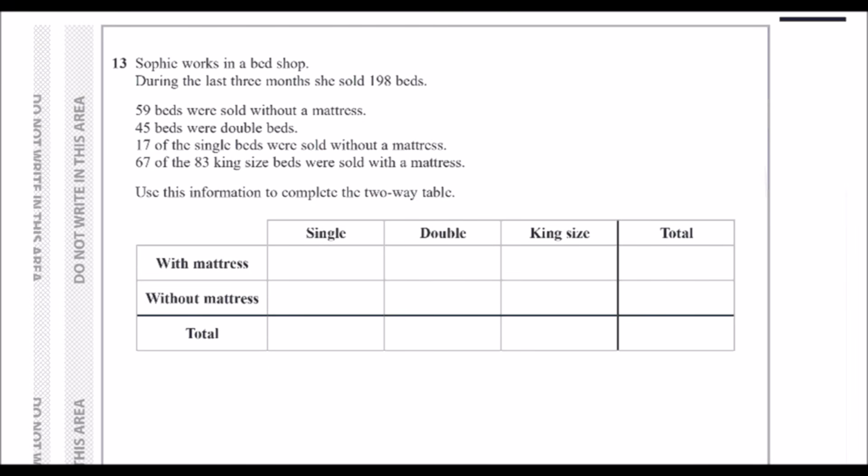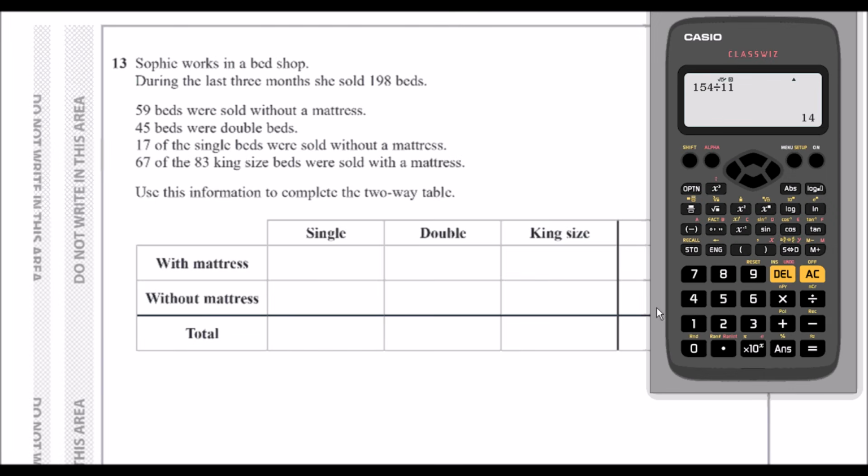Question 13. Sophie works in a bed shop. During the last 3 months, she has sold 198 beds. So we're going to complete a two-way table. I'm going to start by putting in the 198 as the total. 59 beds were sold without a mattress. So without a mattress, the total is 59. So we could work out with a mattress now. So 198 minus 59 is 139.